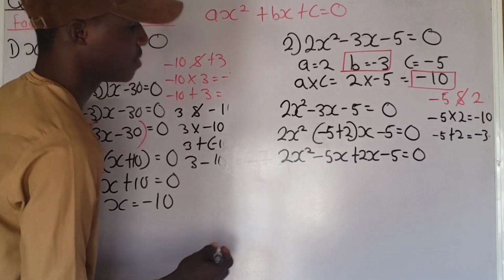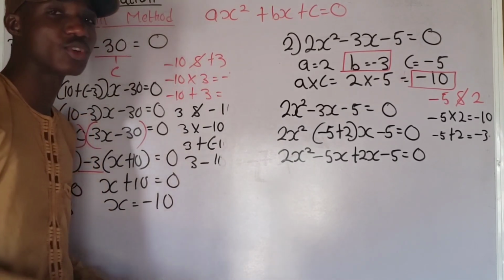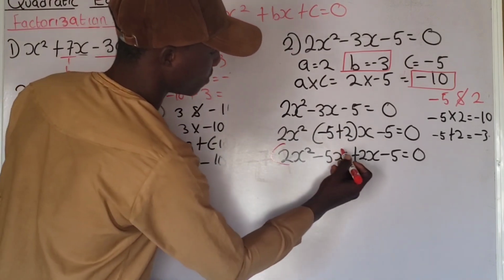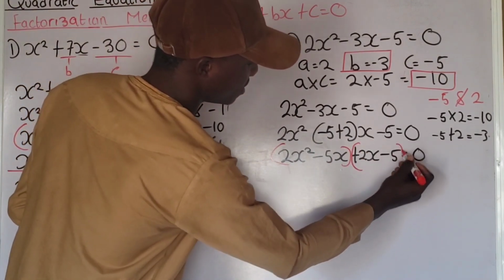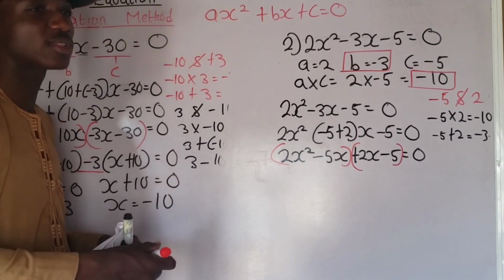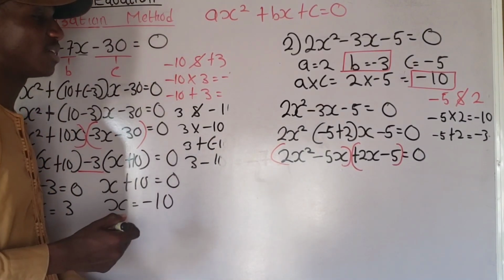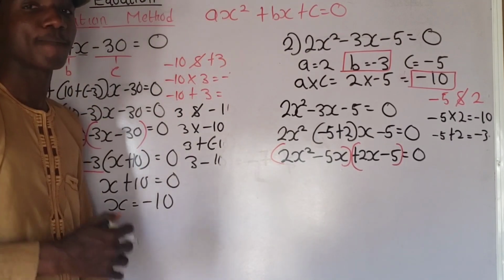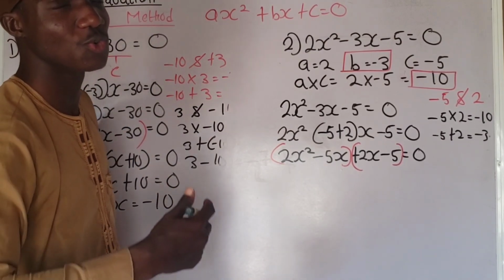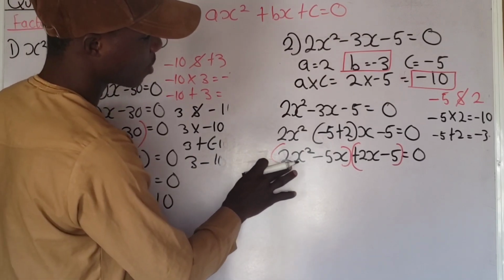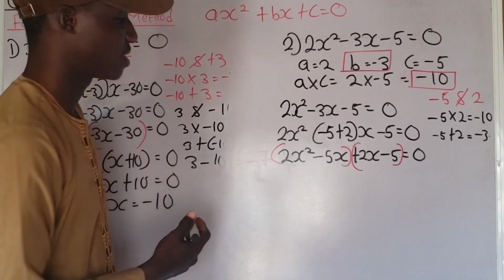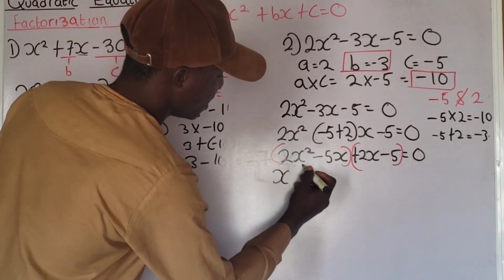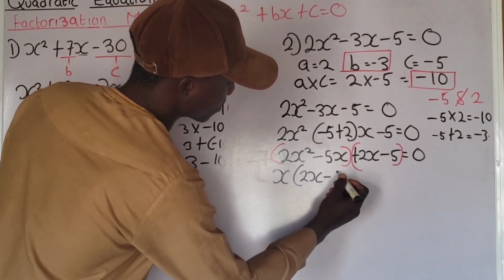Now, I'm going to separate this quadratic equation into two. The first part will be the first two terms, and the second part will be the last two terms. Now, let us deal with this using the factorization method. The reason why we call this method the factorization method is because here we are going to factorize. If you are not versed with factorization, make sure you learn more on it. Now, what is the common factor between 2x squared minus 5x? The common factor is x. So, I'm going to have x into bracket 2x minus 5.